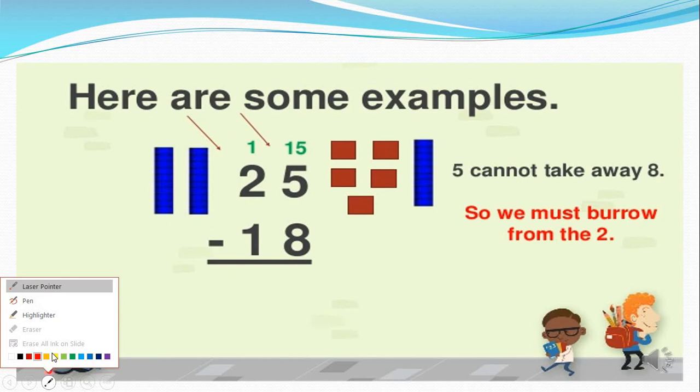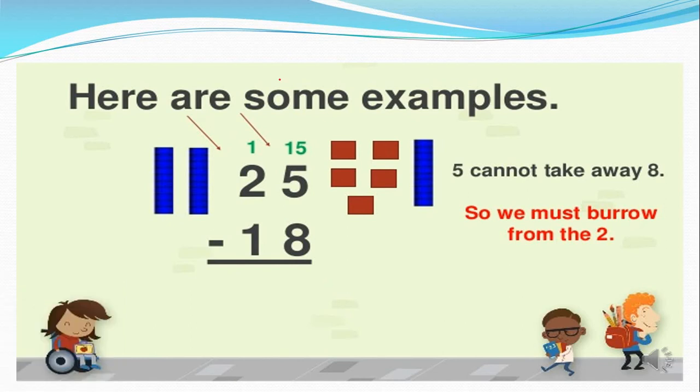Students, we take the borrow. So 5 minus 8, I take the borrow: put a 10 and count the 5. So 10 plus 5, how many? 15. 15 minus 8, how many? 7. Then we must borrow from the 2, so I cut the 2 and put 1. And 1 minus 1, how many, students? 0. So the answer here is 0 and 7. 7 is our answer.